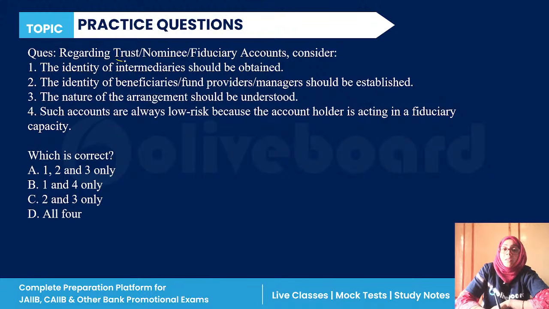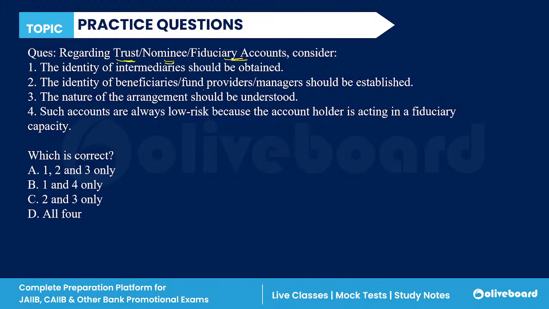regarding the trust, nominee, fiduciary account, consider these four statements and you have to select the correct one. The identity of intermediaries should be obtained. The identity of beneficiaries, fund providers, managers should be established. The nature of the arrangement should be understood. Such accounts are always low risk because the account holder is acting in the fiduciary capacity. Tell me the correct answer, everyone.